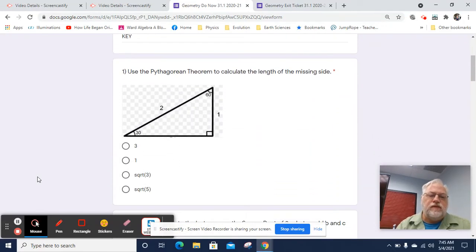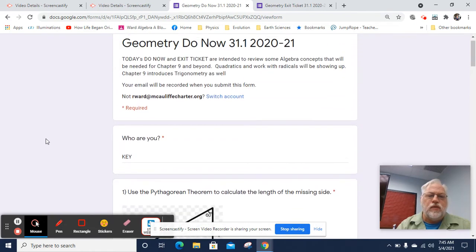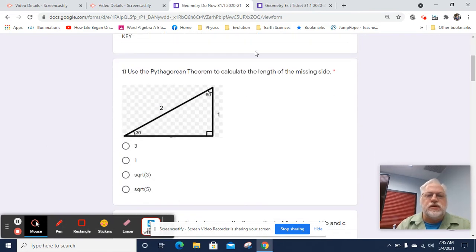This is the video key for Geometry Do Now 31.1. I'm introducing the concept of special right triangles. This is a 30, 60, 90 right triangle, which means it's half of an equilateral triangle. We have the short leg, which is 1, and the hypotenuse, which is 2. And we want to find out what the long leg is.